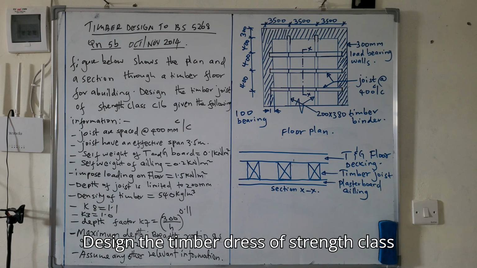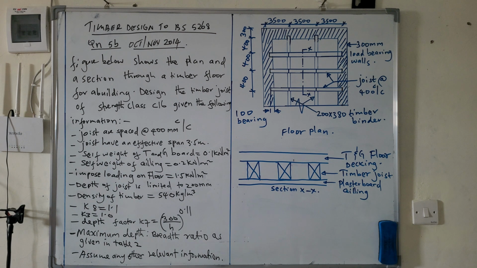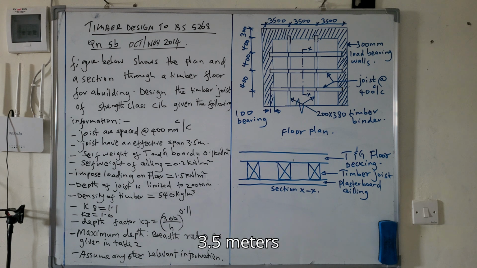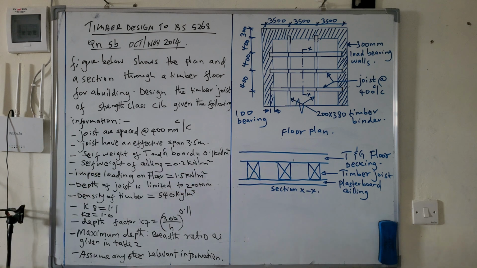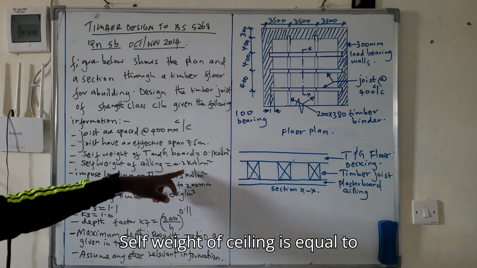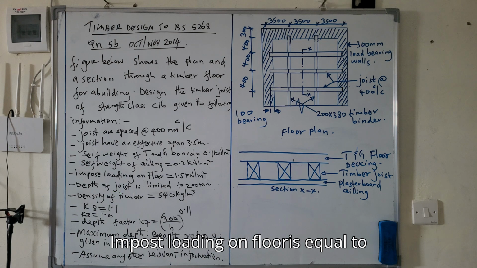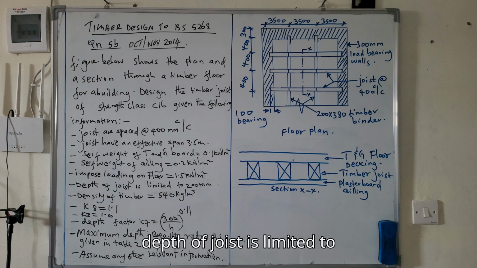Design the timber joist of strength class C16 given the following information. Joists are spaced at 400 mm center to center. Joists have an effective span of 3.5 meters. Self-weight of T and G board is equal to 0.1 kilonewton per meter square. Self-weight of ceiling is equal to 0.2 kilonewton per meter square. Imposed loading on floor is equal to 1.5 kilonewton per meter square. Depth of joist is limited to 200 millimeter.